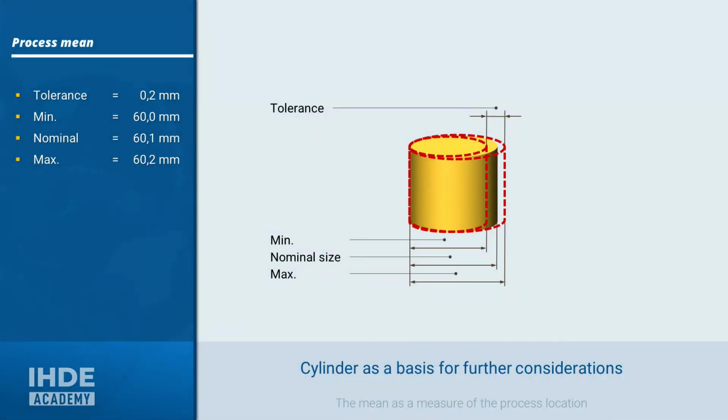Let's take the diameter of this piston as an example. Its nominal diameter is 60.1 mm. This is a so-called variable characteristic. All values in between are therefore possible. Of course, this also depends on the accuracy of the measuring instrument.